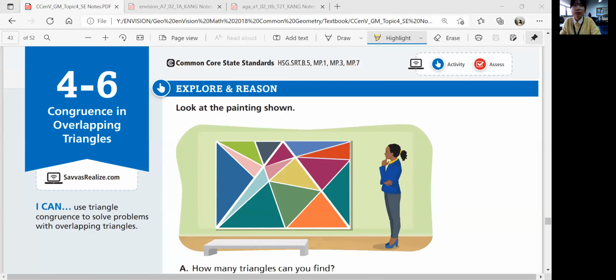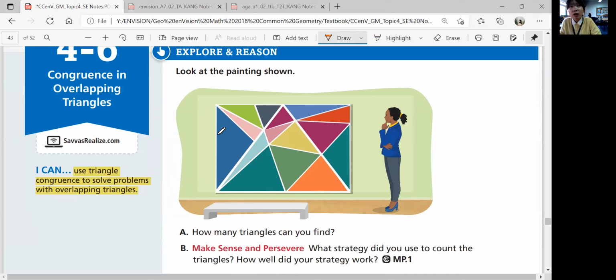Hello, this is Geometry Lesson 4-6, Congruence in Overlapping Triangles. In this lesson, we'll be able to use triangle congruence to solve problems with overlapping triangles. So let's look at exploring reason. Look at this painting. How many triangles can you find?